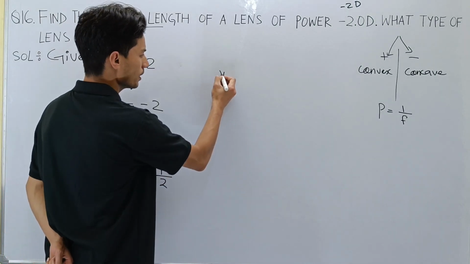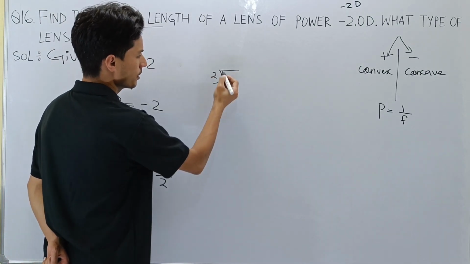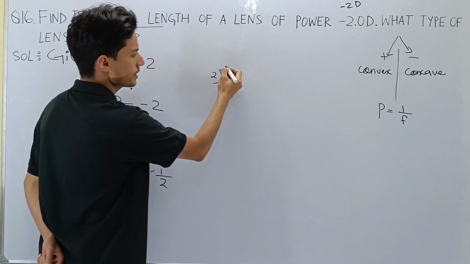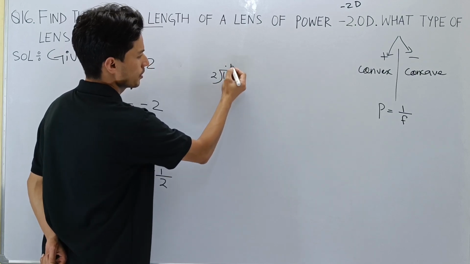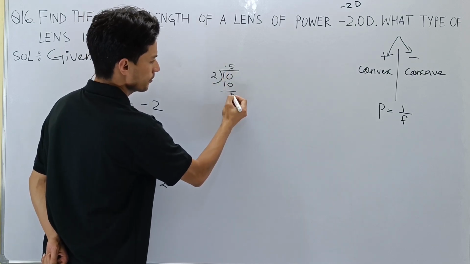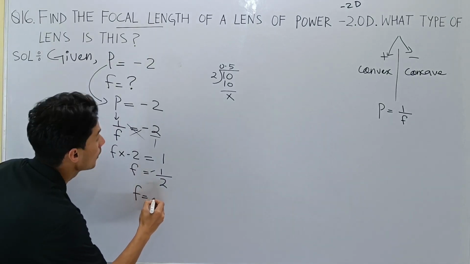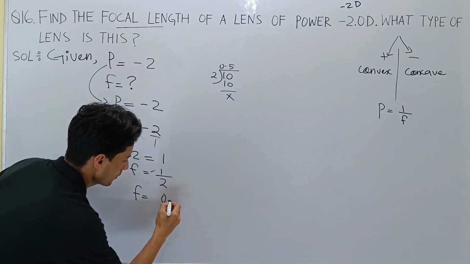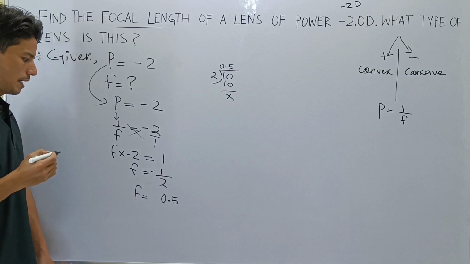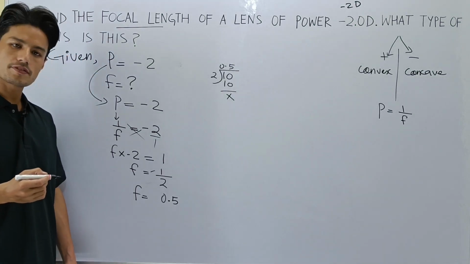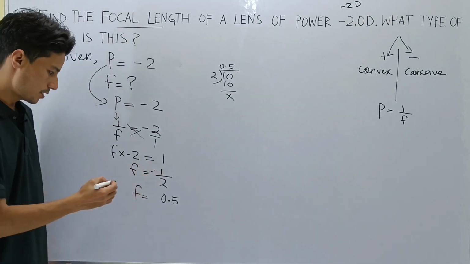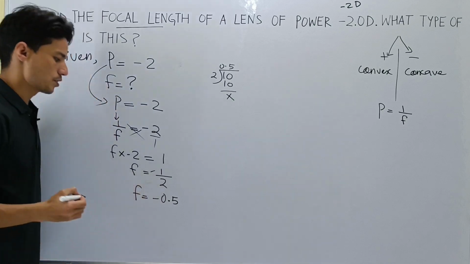So 1 is to be divided by 2. Okay, 1 is too small, so it needs help. Put a point, give it 0. So 2 5s are 10. Finish. So put here 0. So the focal length is 0.5. Am I forgetting something? Or is this the final answer? Yes, the sign. Don't forget the sign, minus 0.5.